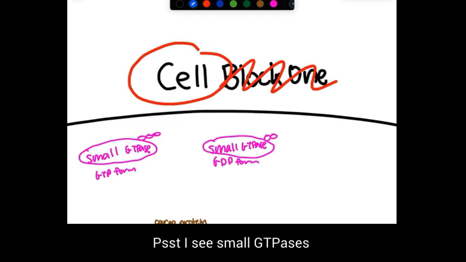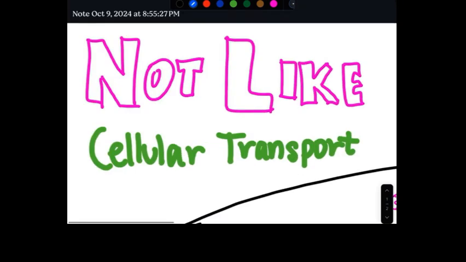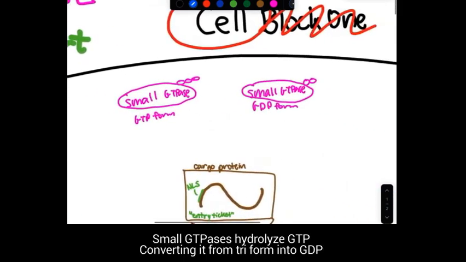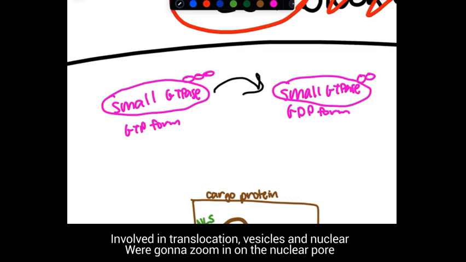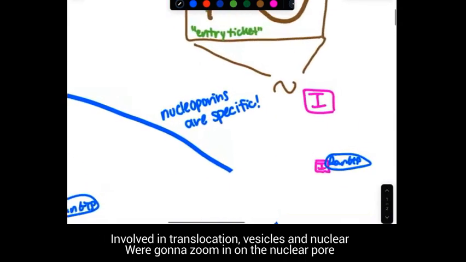Small GTPases hydrolyze GTP, converting it from GTP to GDP. They're involved in translocation, vesicles, and nuclear transport. We're going to zoom in on the nuclear pore.